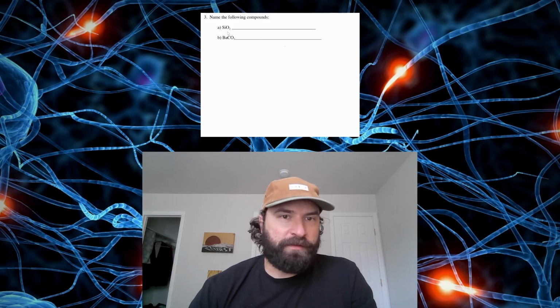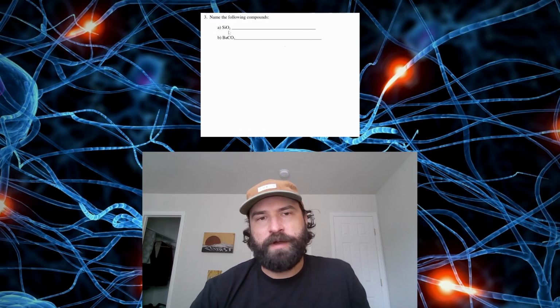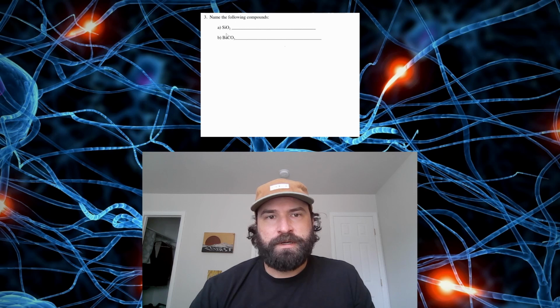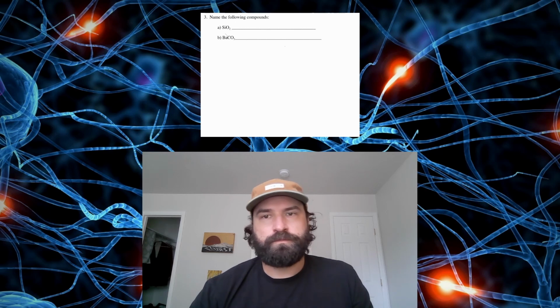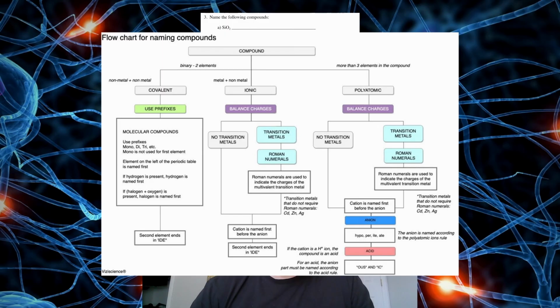This one is covalent because it's two nonmetals that are involved in this. So silicon and oxygen both appear on the right side of the periodic table and are nonmetals. So we have a covalent bond here, so we want to consider covalent bond rules. We can use this flow chart to determine the rules for naming compounds, and there are kind of a lot of rules, so this is a good tool to use.